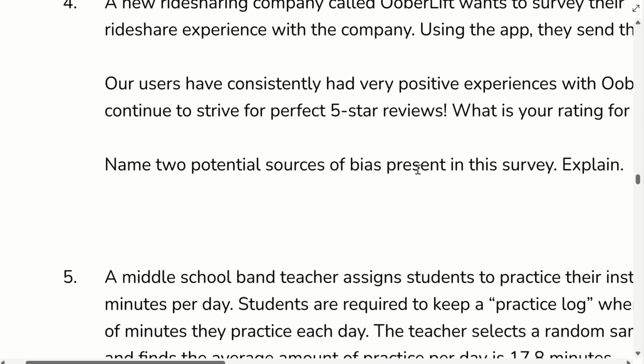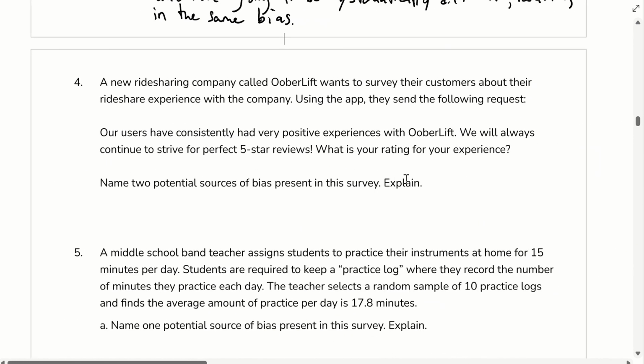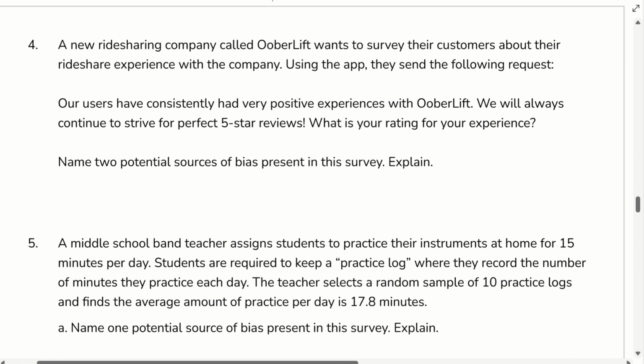All right, so let's look at number 4. A new ride-sharing company called Uber Lyft, with 2 O's, wants to survey their customers about their ride-share experience with the company. Using the app, they send the following request. Our users have consistently had very positive experiences with Uber Lyft. We will always continue to strive for perfect 5 star reviews. What is your rating for your experience? Name 2 potential sources of bias in this survey.